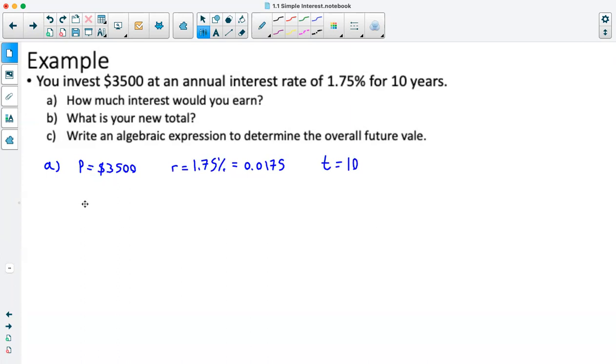So we have our formula that I = PRT. We'll substitute our values in. So we've got I = 3,500 times our rate of 0.0175 times our time of 10 years. And we get an interest earned of $612.50.